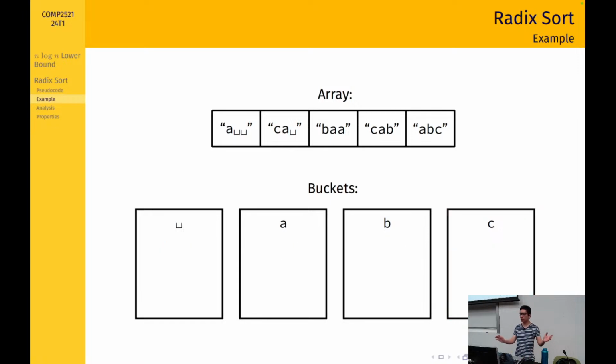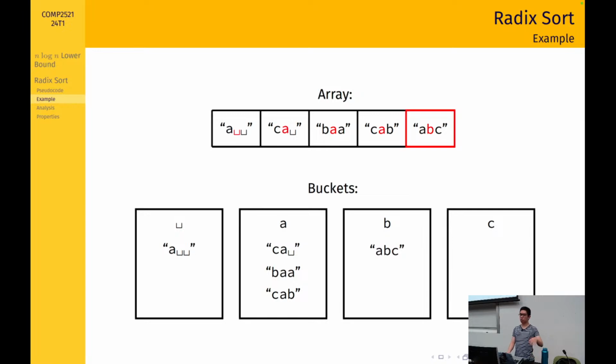So now that we're done with sorting by the last character, we're going to sort by the second character, right? Now that means we're going to focus on the second character here and store each key into its corresponding bucket again, right? So for A blank blank, we're going to store that in the blank bucket. For CA, we're going to store that in the A bucket. For BAA, store that in the A bucket. Store CAB in the A bucket and store ABC in the B bucket.